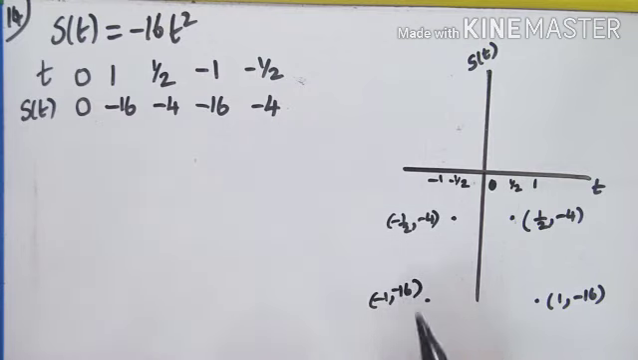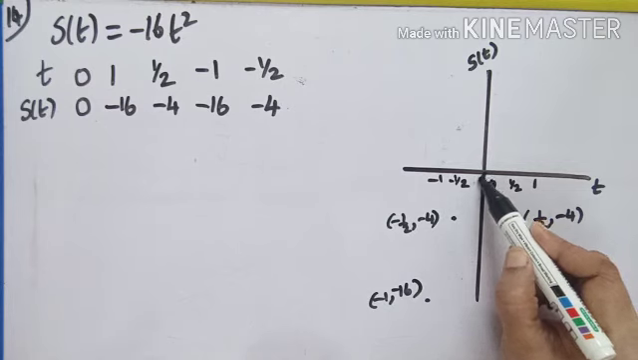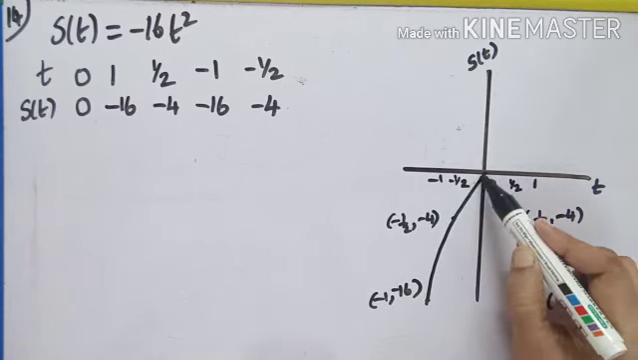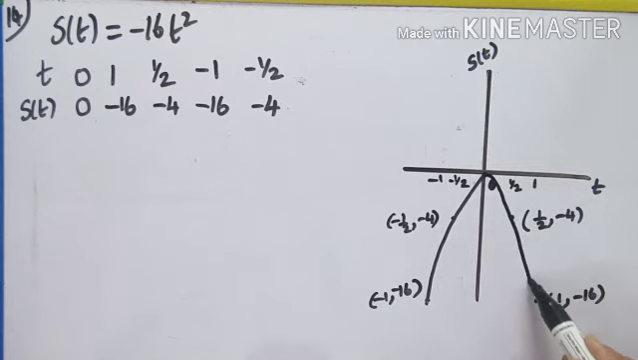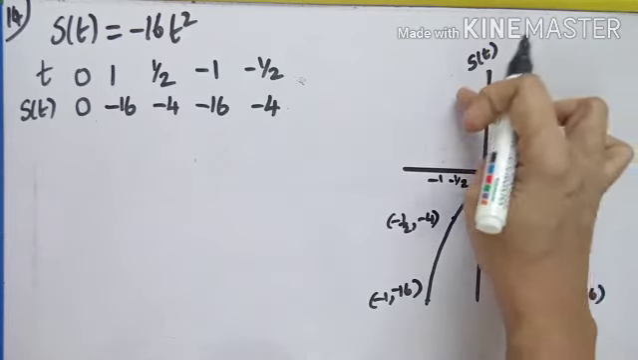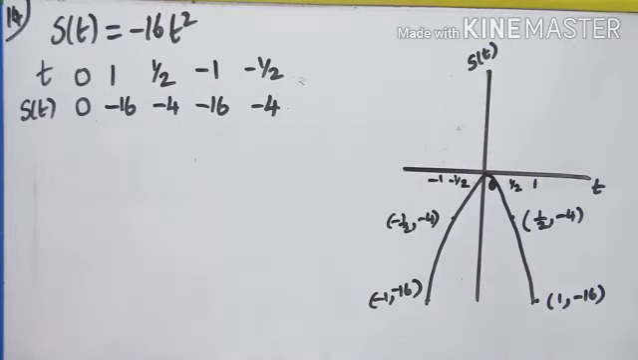Minus 1, minus 16. Now let us join it all from 0 onward. So this will be the diagram. As we join, you have done practical geometry last year based on these problems. So it is a parabola, we say, where we have marked t along the horizontal axis, s of t along the vertical axis. Now what is the question?